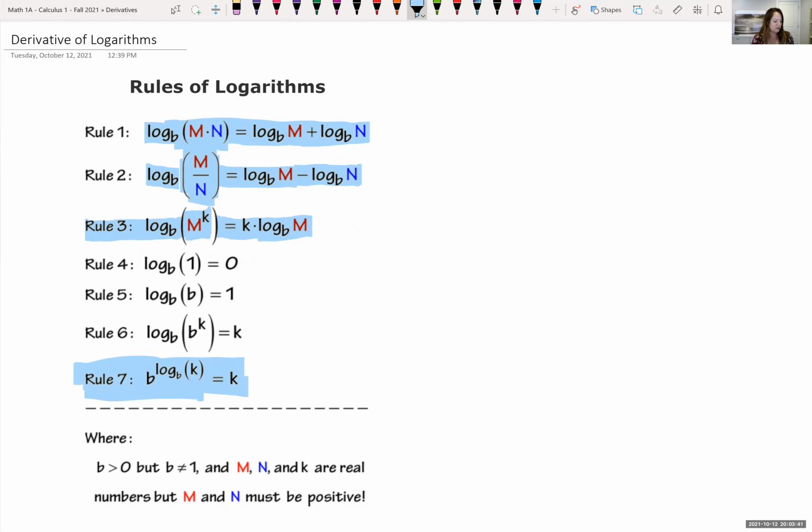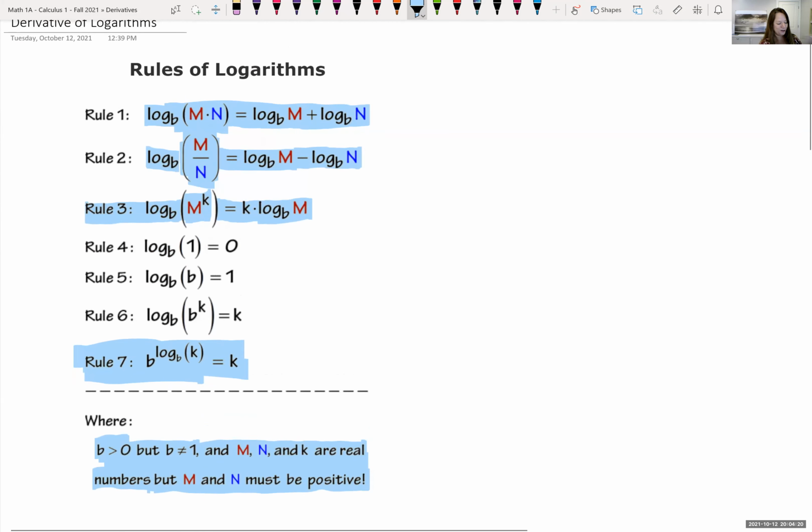For logarithms, a couple rules had to hold true. In order for a log to exist, your base had to be greater than 0. Your base couldn't be equal to 1 for your log. And m, n, and k are all real numbers. But recall, we couldn't take a log of a negative number. That didn't exist. We couldn't take log of 0. So m and n have to be positive. Okay, so now when we're talking about domains, a lot of times you want to look at what the argument is, what we're taking the log of, and make sure that that is greater than 0.